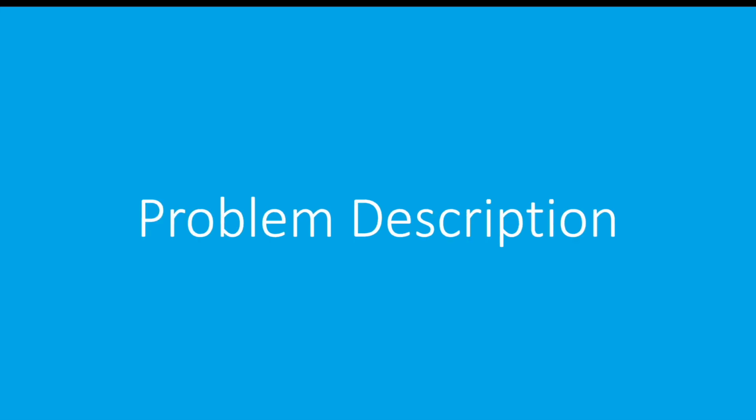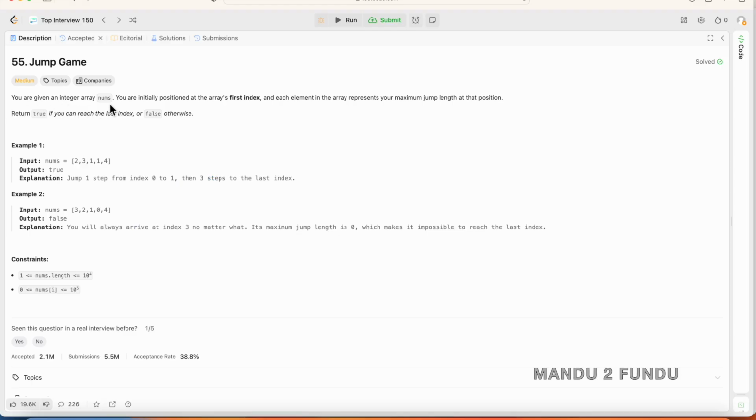In this video, I'm going to discuss the solution for the jump game problem. Let's look at the problem description. We are given an integer array nums and we are positioned at the first index, and each element in the array represents the maximum jump length, and we have to return whether we can reach the last index. If we can reach, then we have to return true, otherwise we have to return false.